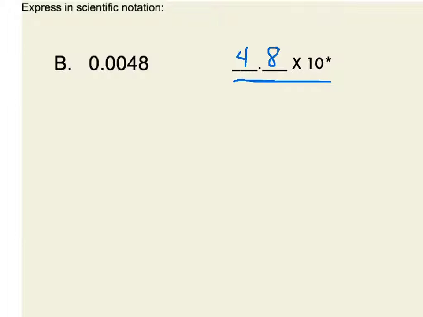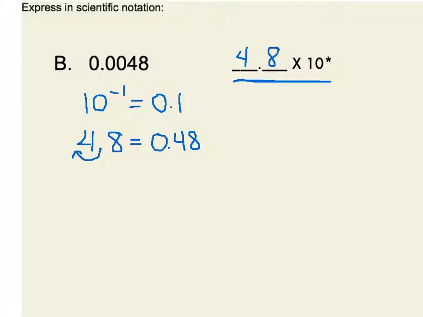Because 4.8 is greater than my original number, I will need to move my decimal point to the left. Each place the decimal is moved left equates to multiplying by 10 to the minus 1, or 0.1. For example, if I have 4.8 and I move the decimal point one place to the left, I get 0.48. This is the same as multiplying 4.8 times 10 to the minus 1.